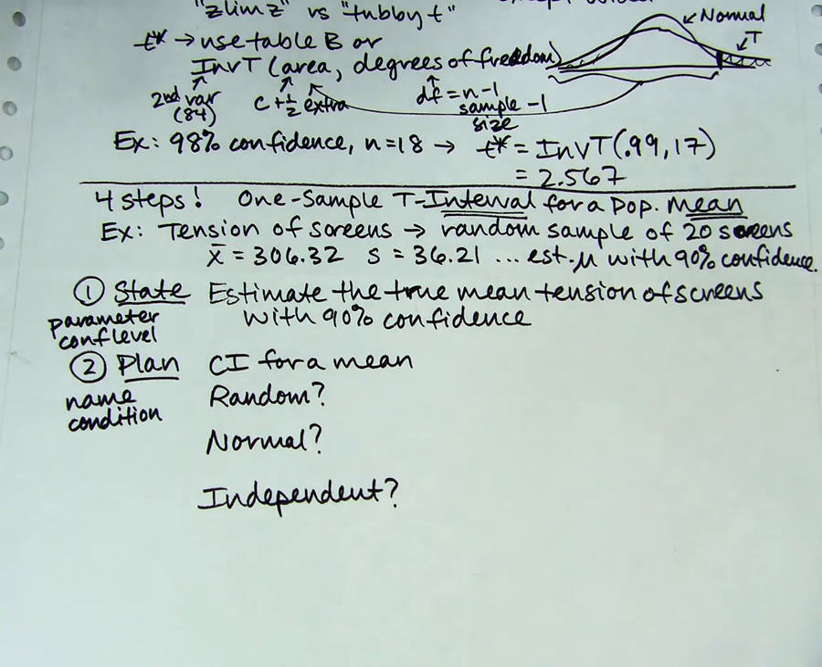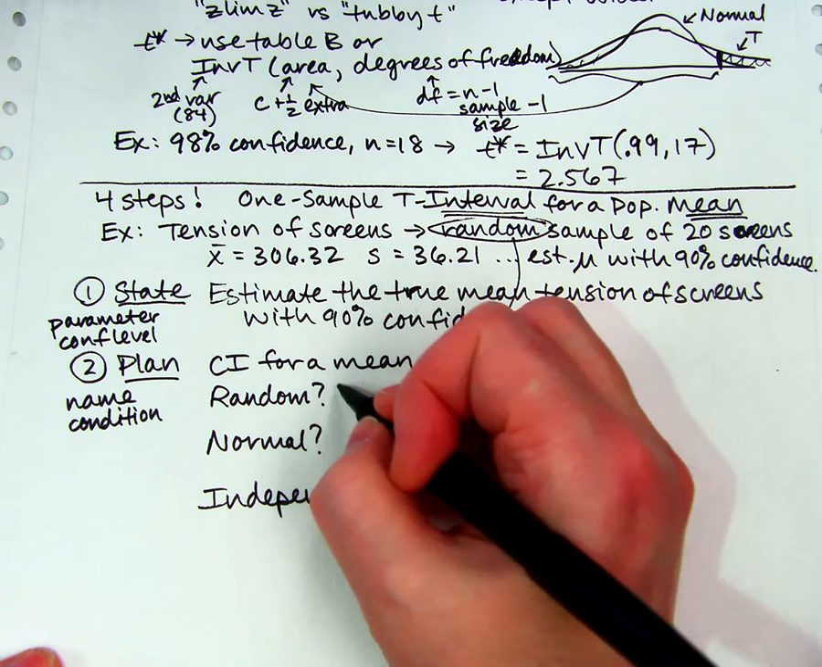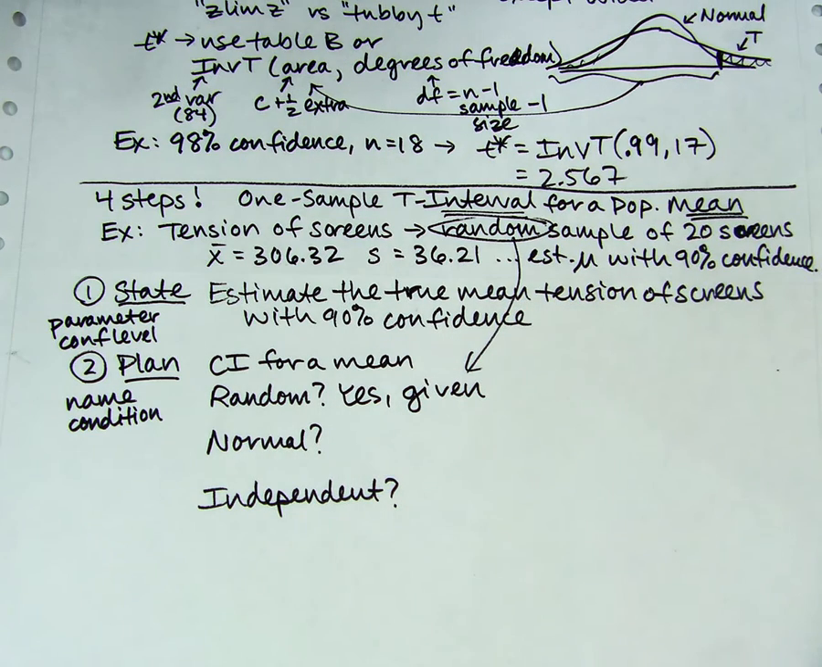Random, did we get a random sample? Yes, it says so right there. So we're checking to make sure that's given. Yes, it's given. Hurrah. I'm not going to write any more than that. I'm just going to check for that word and do that.